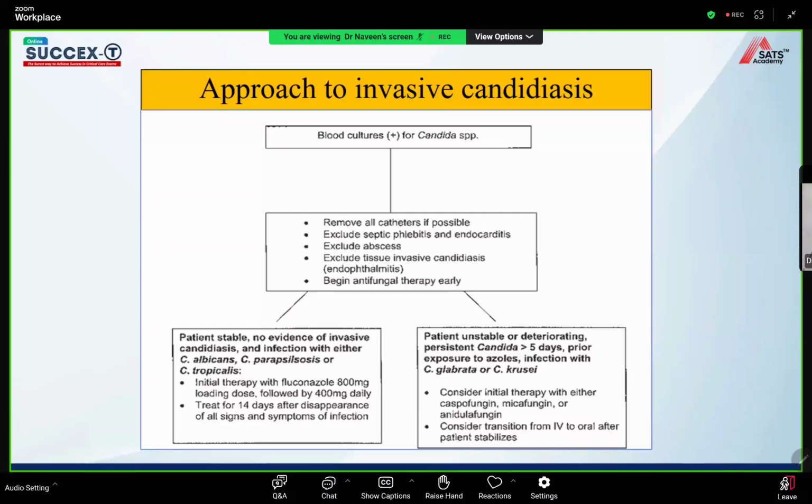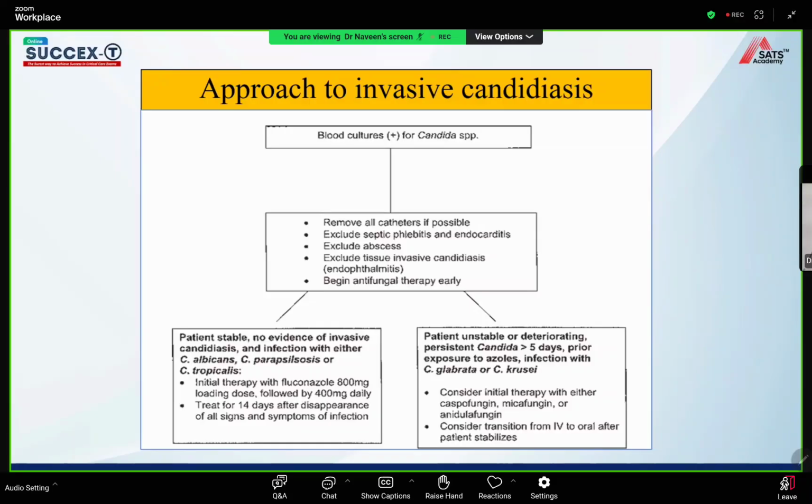And how will you approach a Candida infection? If you have a patient with blood growing Candida species, what you first have to do is remove the source. If the patient has an IV line or any device, try to remove it. If not possible, you have to give prolonged antifungal therapy for that patient. And exclude a few of the metastatic foci of infection, like infective endocarditis, septic phlebitis, and metastatic abscess in the form of spinal abscess. All these tests have to be done.